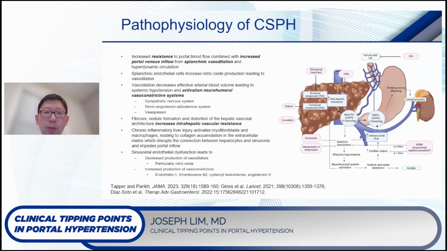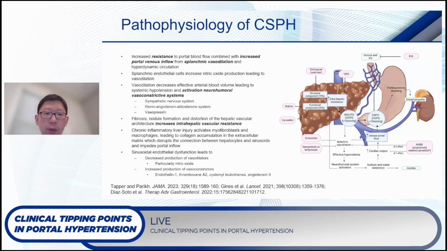But just to review some of the pathophysiology, although this is familiar to many of you, remember the concept of chronic inflammation, progressive fibrosis, reaching a critical threshold of portal pressure where there's increased resistance to portal blood flow that is paired with increased portal venous inflow that results in splanchnic vasodilatation and a hyperdynamic circulation in patients with cirrhosis.